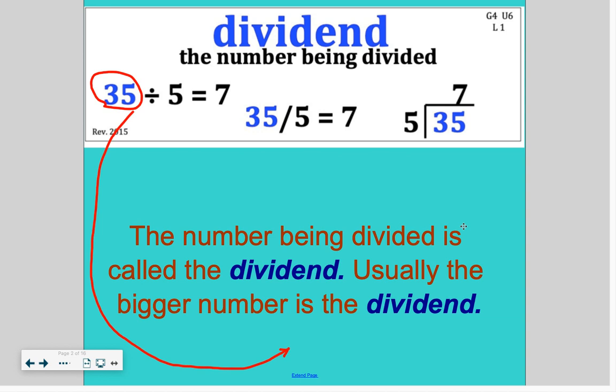Dividend, the number being divided. 35 divided by 5 equals 7. 35 is the dividend. The number being divided is called the dividend. Usually, the bigger number is the dividend. So here in this particular problem, 35 is the dividend.